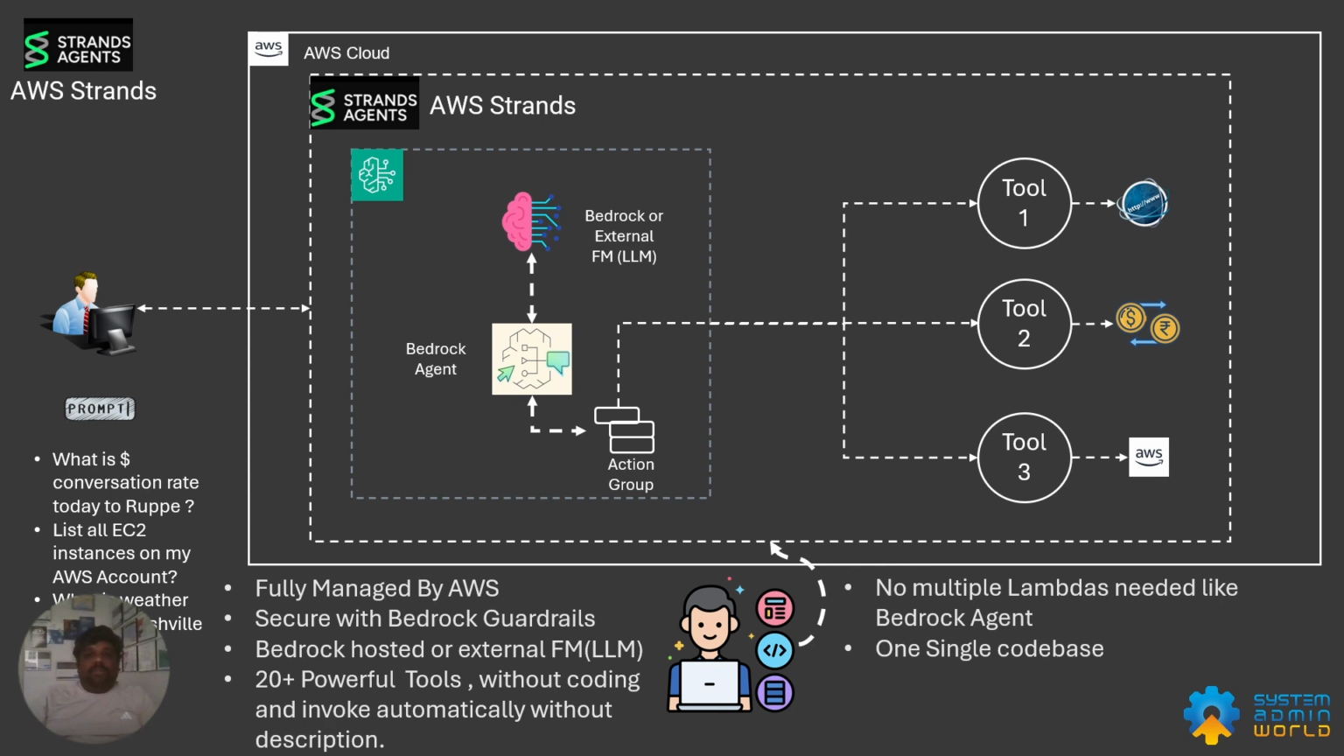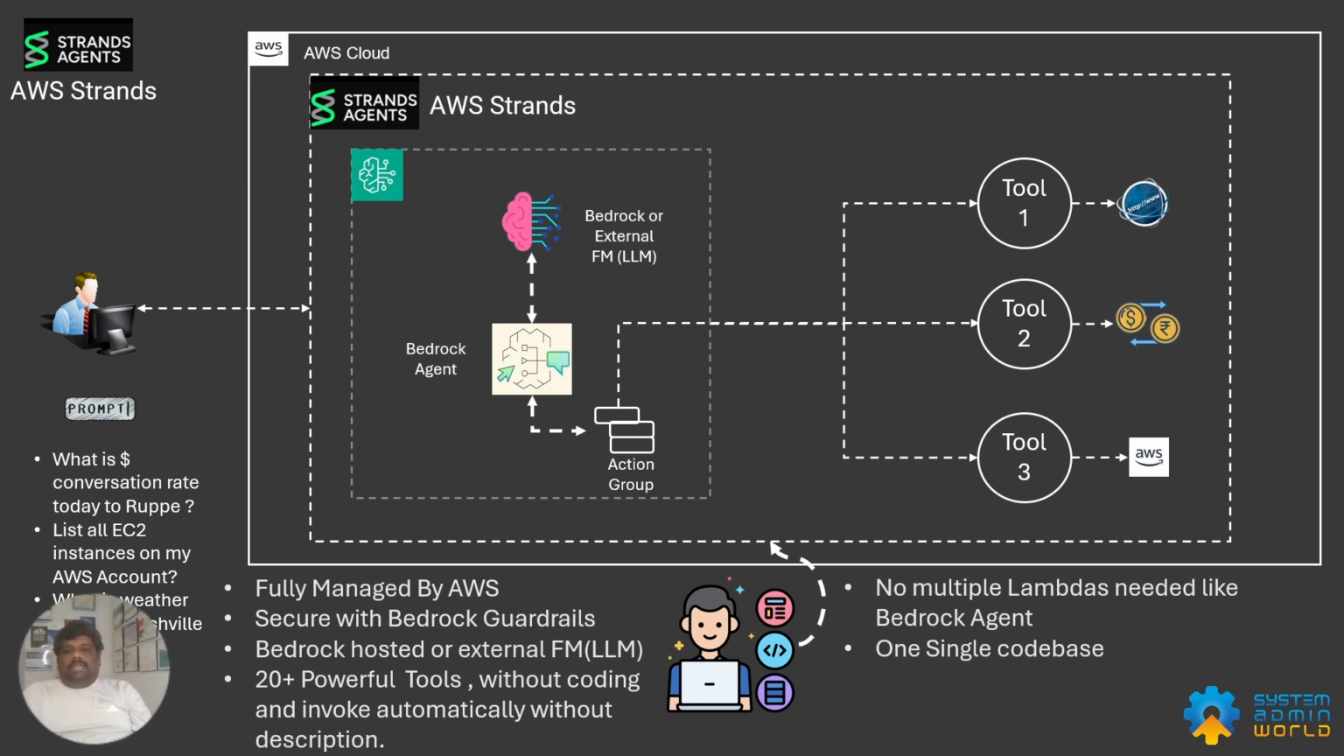Strands gives developers full control over the agent logic, development, and tools integration using the Model Context Protocol. AWS Bedrock agents require significant development effort, especially around Lambda tools creation and the orchestration setup, whereas AWS Strands offers a lightweight, developer-friendly alternative with control over the agent logic and hosting.